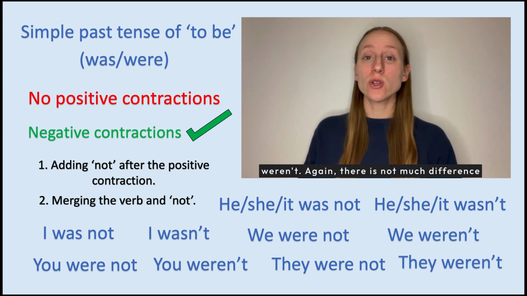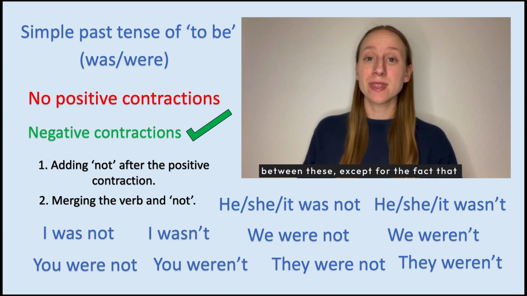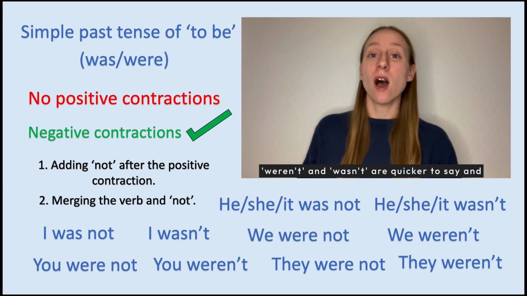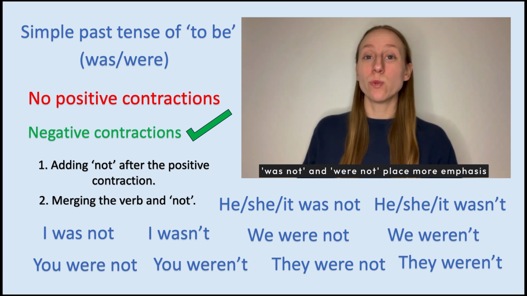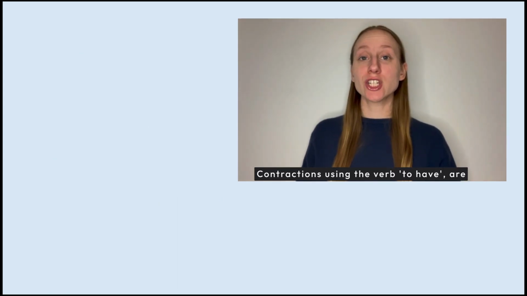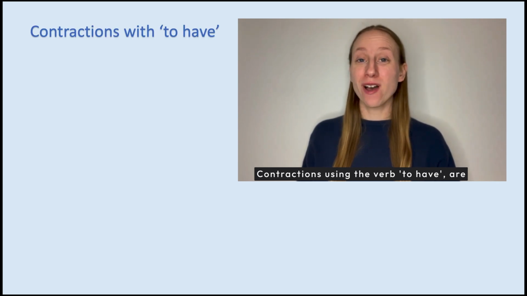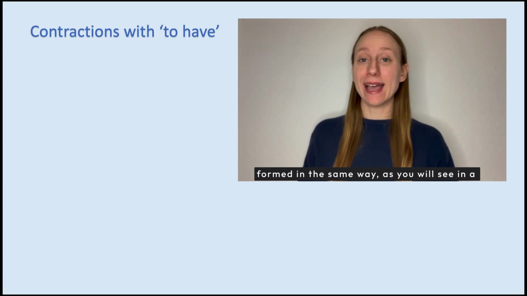Again, there is not much difference between these, except for the fact that weren't and wasn't are quicker to say, and was not and were not place more emphasis on not. Contractions using the verb to have are formed in the same way, as you will see in a moment.